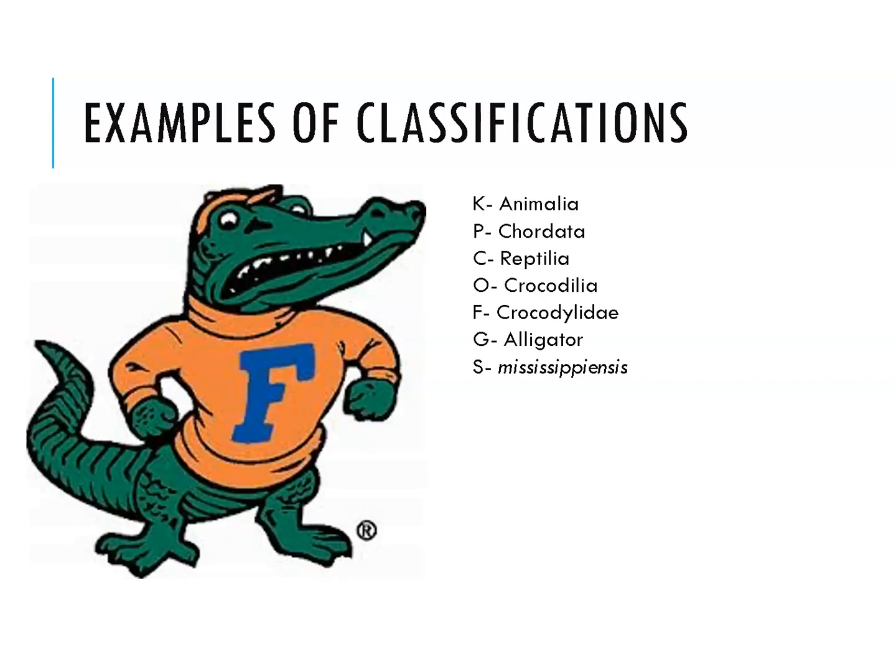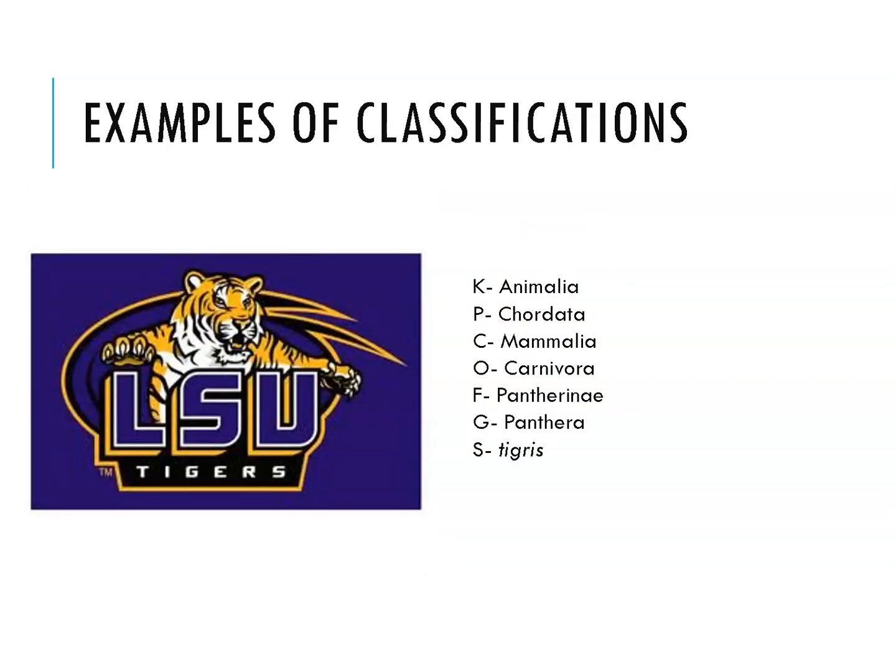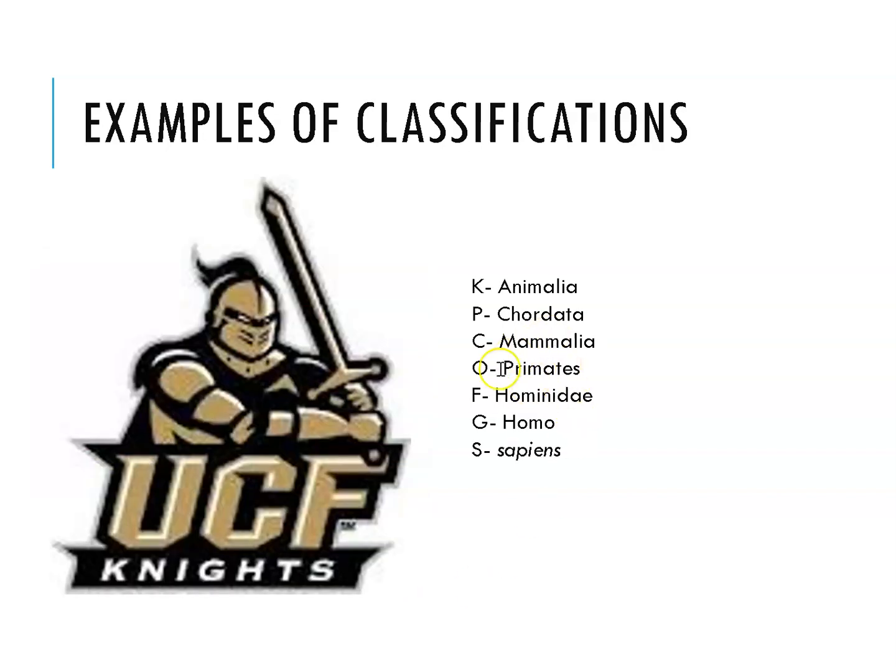Gators. Chordata means you have a notochord sometime during development. Reptilia, Crocodilia. Have some fun trying to say those. LSU Tigers. As I'm making this video, that hurricane's kind of going towards Louisiana. Pray for them, please. Definitely a big storm. UCF Knights, humans, here we go. Primates, we are of the order Primates. So we, evolutionarily, are related to the chimpanzees, orangutans, and monkeys.